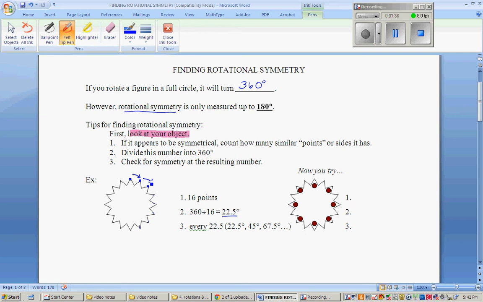So you're going to try it. We have the same sunburst, but now we have these little dots inside. You are going to pretend that they are perfectly symmetrical and in the exact same spot in each of the points. Try and see, make a guess, and see what kind of rotational symmetry you think that this has. In 5 seconds, the answer will reveal itself.